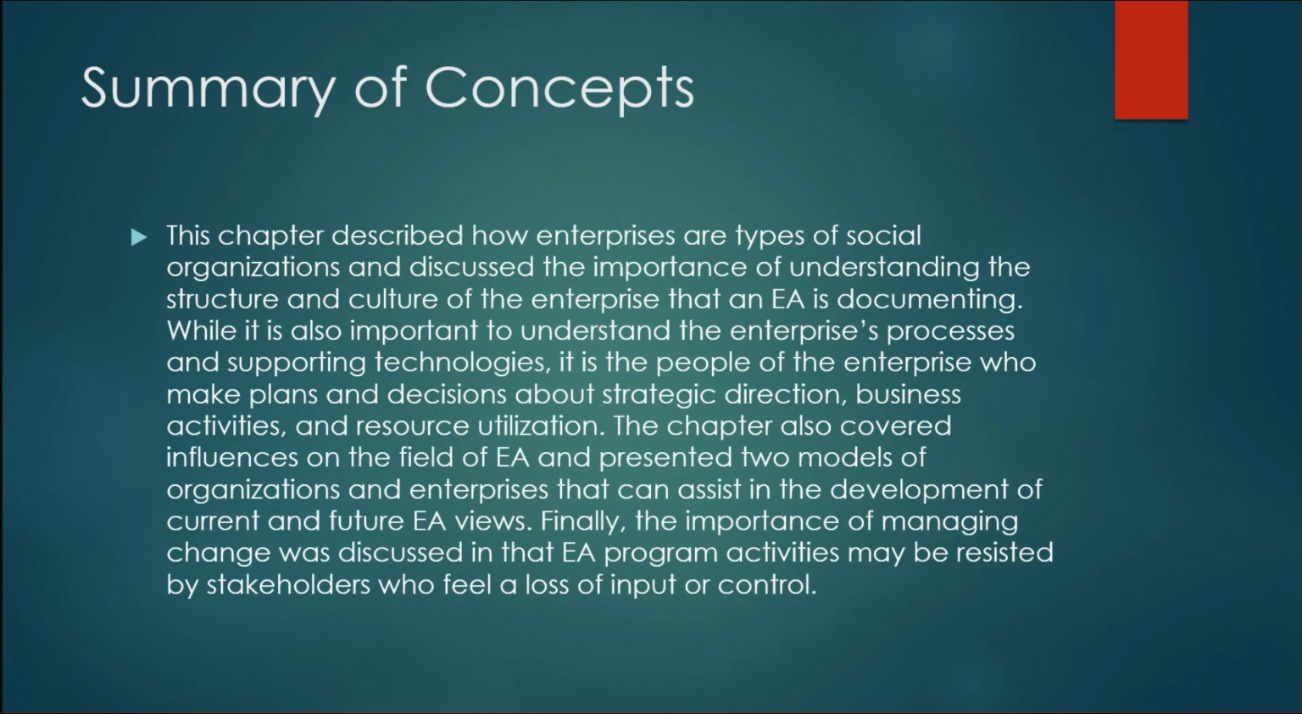And then as a summary, this chapter describes how enterprises are types of social organization and discusses the importance of understanding the structure and culture of the enterprise that an EA is documenting. While it's also important to understand the enterprise processes and supporting technologies, it is the people of the enterprise who make plans and decisions about strategic direction, business activities and resource utilization. It also covered influences on the field of EA and presented two models of organizations and enterprises that can assist in the development of current and future EA views.